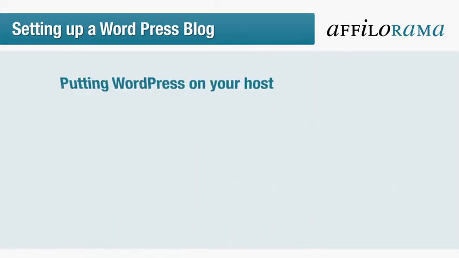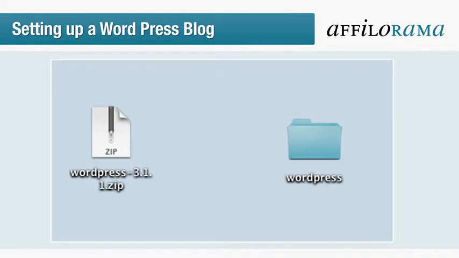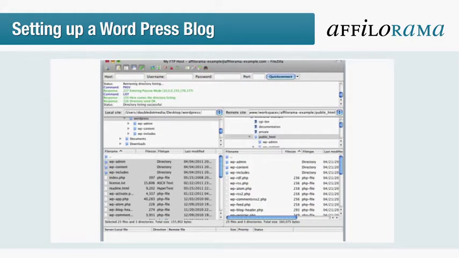Putting WordPress on your host. The next thing you'll need to do is upload WordPress to your host. First, extract the WordPress download somewhere you can access it. Then log into your web host with FTP and upload the files to your main web folder.